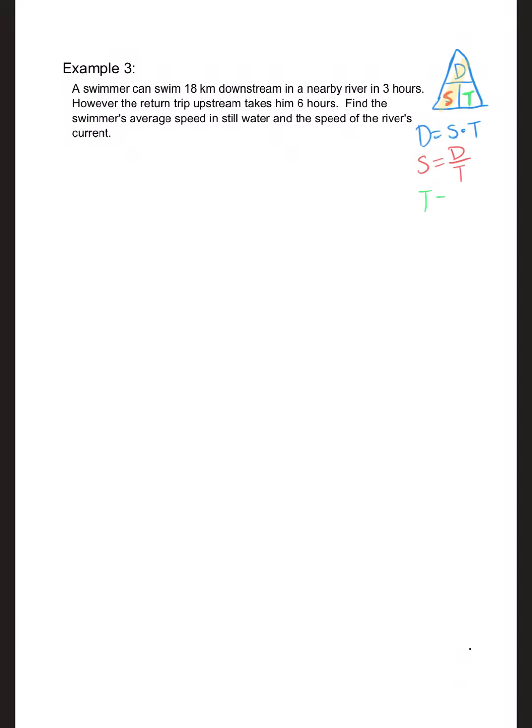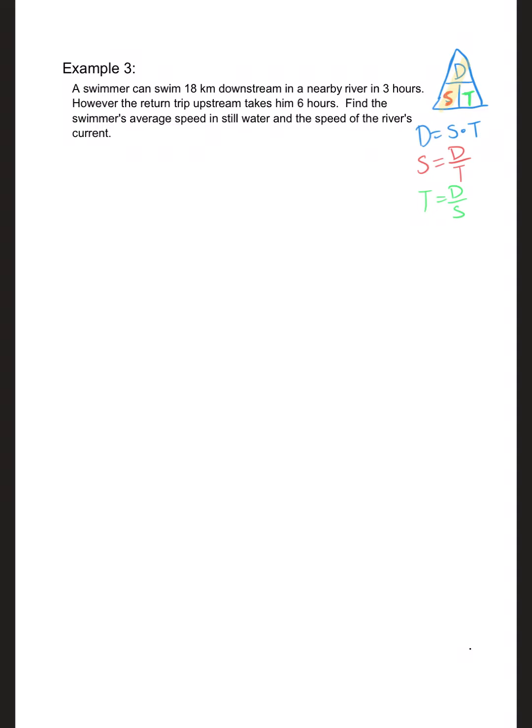So we could say that time is equal to distance over speed. It's just a matter of how we can recognize how we rearrange that equation in any given sense. This next problem is going to involve this distance, speed, time equation, so I just wanted to show you that triangle before we got started.